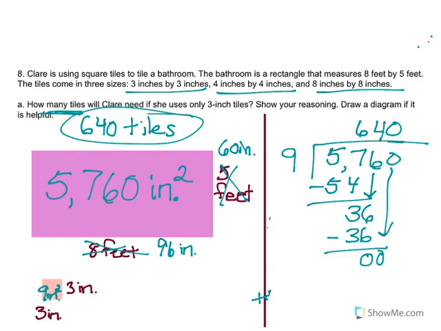Guys, the moral of the story for this question is you not only had to multiply and divide, but you had to also figure out that you had to switch it from feet to inches. So you were converting measurement, and then you were also doing area. So you had like 5 or 6 different skills crammed into this one question. So it was really hard.